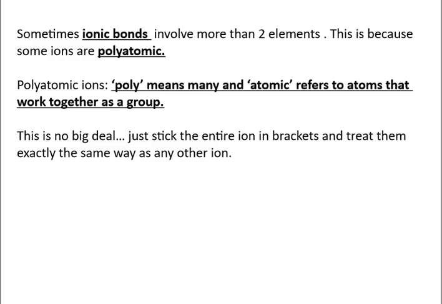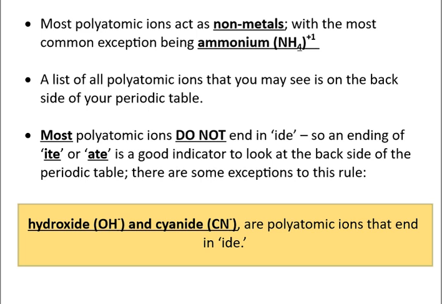So polyatomic ions make ionic bonds. It's got the word ion in it. The word poly means many, and atomic refers to atoms that are in that grouping together as a group. So we've got a group of many atoms, and they're still an ion. They still have a charge. So we're going to treat them the same as we would any other ion, but because they're a group, I'm going to put them in a bubble. I'm going to put them in brackets.